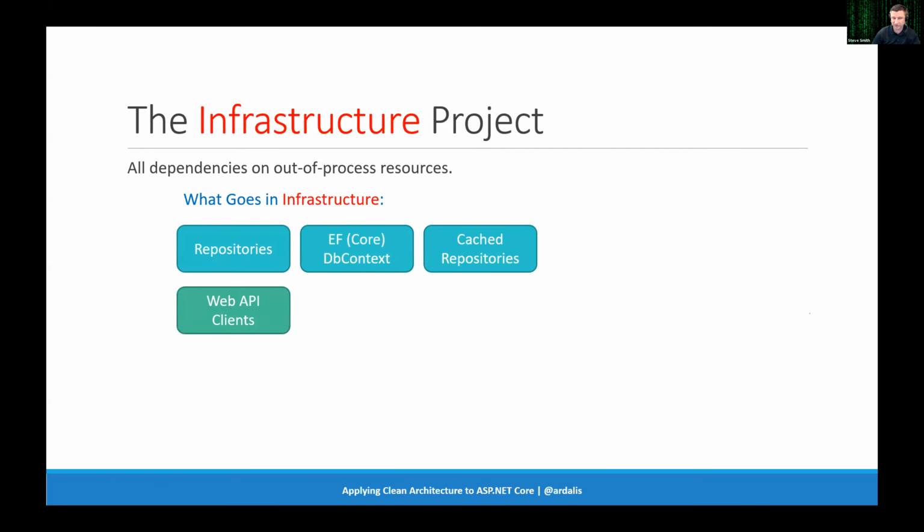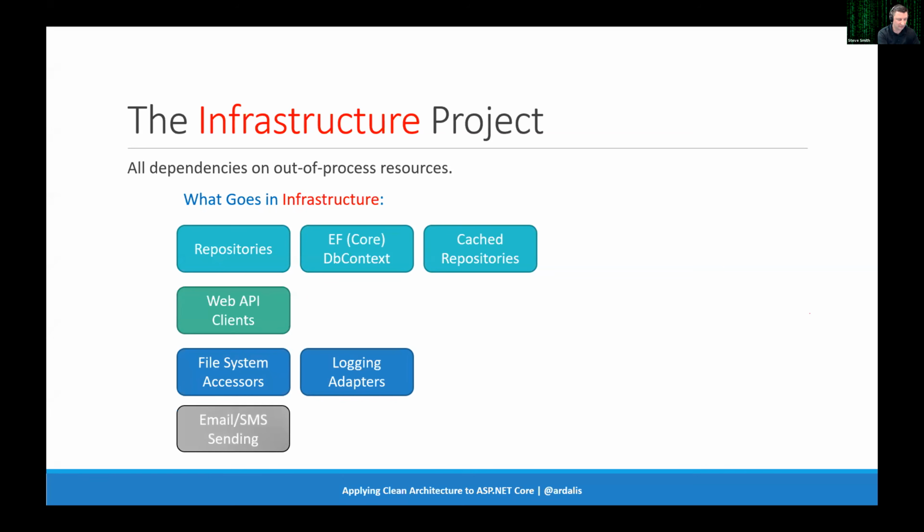Any other web services that you talk to, whether they're your own, if you're doing microservices and you've got services that talk to services, those clients would live here. Or if you're talking to other third-party things, if you're talking to the GitHub API, or talking to SendGrid to send emails, your web API clients would live here to talk to those external systems. If you talk to the file system, if you have your own logging adapters, those would all live here. Things to send email or SMS or Twilio, that kind of thing.